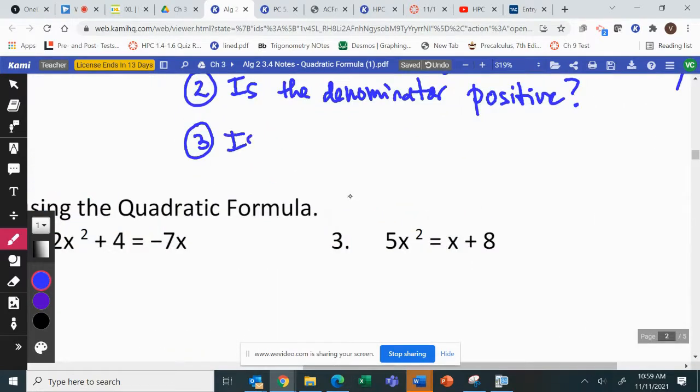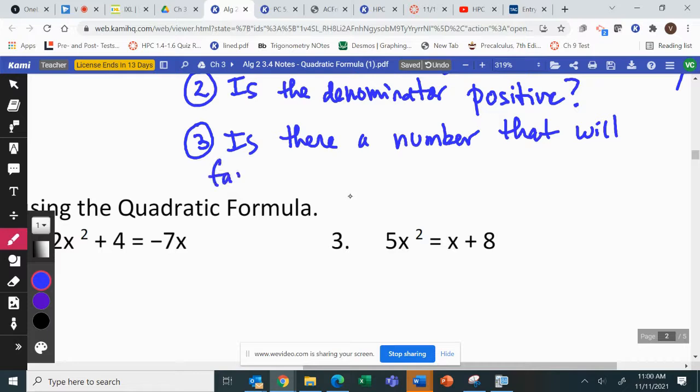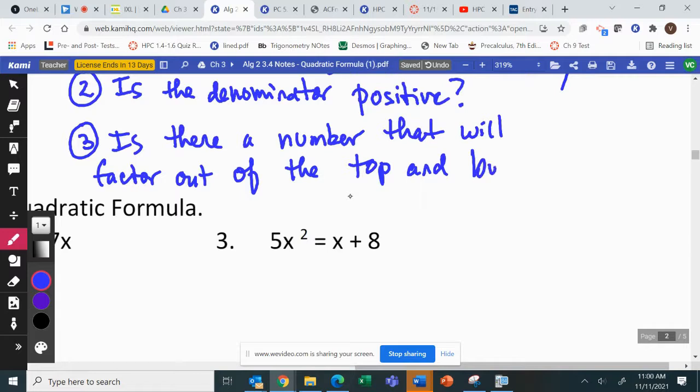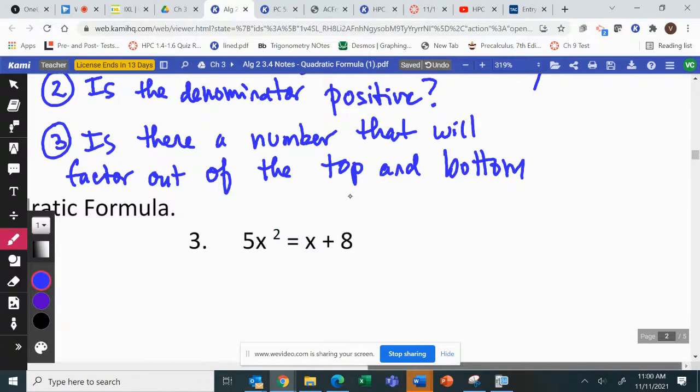I hate it. Is there a number that will factor out of the top and bottom? And I forgot a word. Is there a same number that will factor out of the top and the bottom? Is there a number that factors out of the top and the exact same number that factors out of the bottom so that we could cancel them?